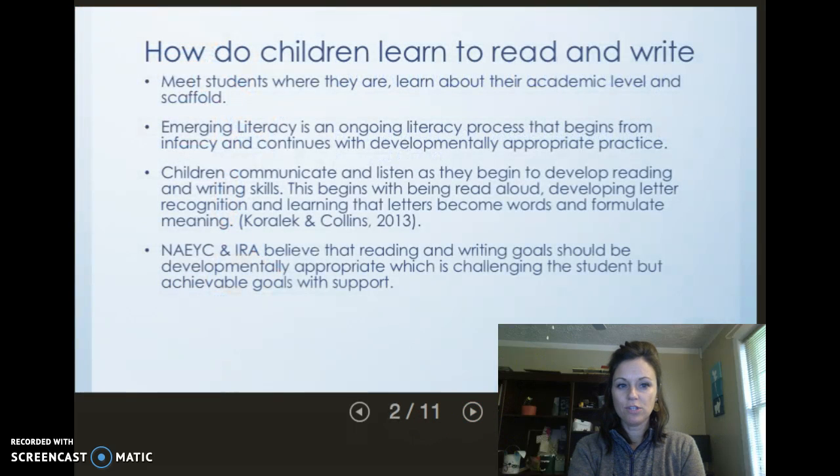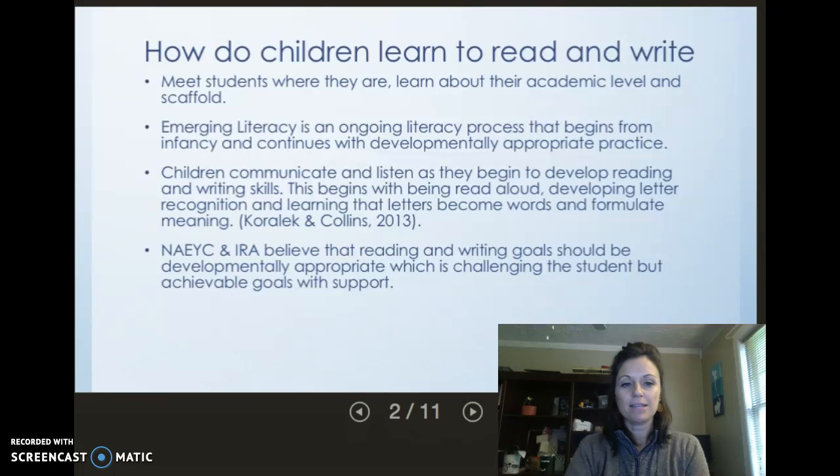So let's first dive into how children learn to read and write and how strong literacy skills are built. First of all, we need to meet students where they are, learn about their academic level of learning, and build a strong foundation beginning from knowing each student's needs.